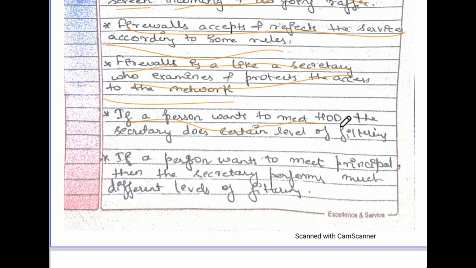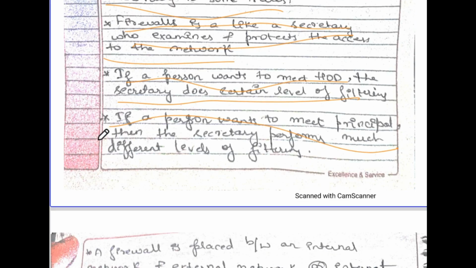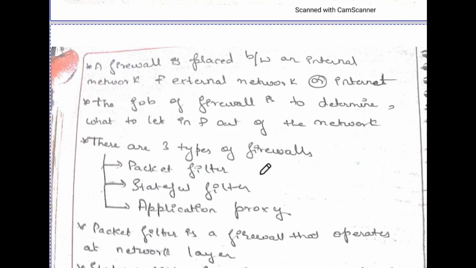If a person wants to meet the HOD, the secretary does some basic level of filtering. If a person wants to meet the principal, then the secretary performs a different, higher level of filtering.